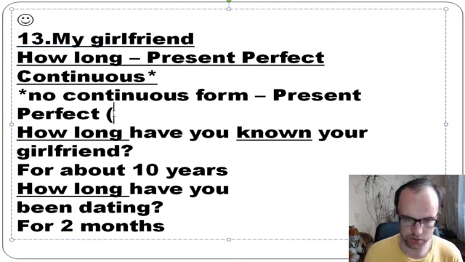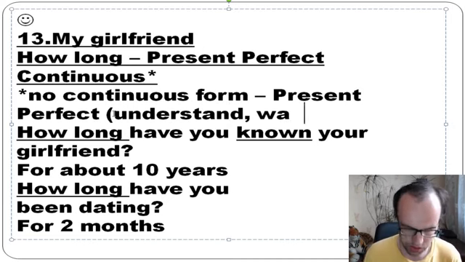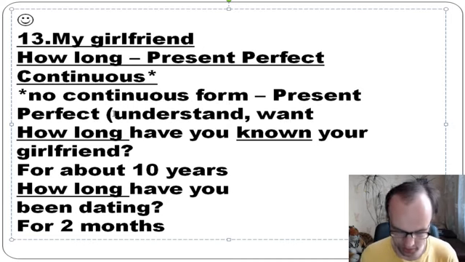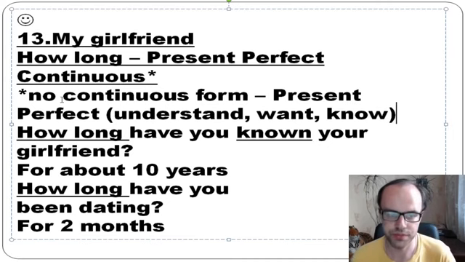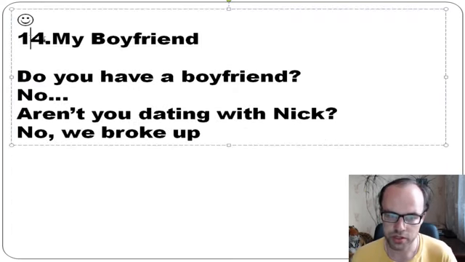So what other verbs don't have a continuous form? Understand, want, know. So the most important words. How long have you known your girlfriend? For about 10 years. How long have you been dating? For 2 months. My boyfriend.